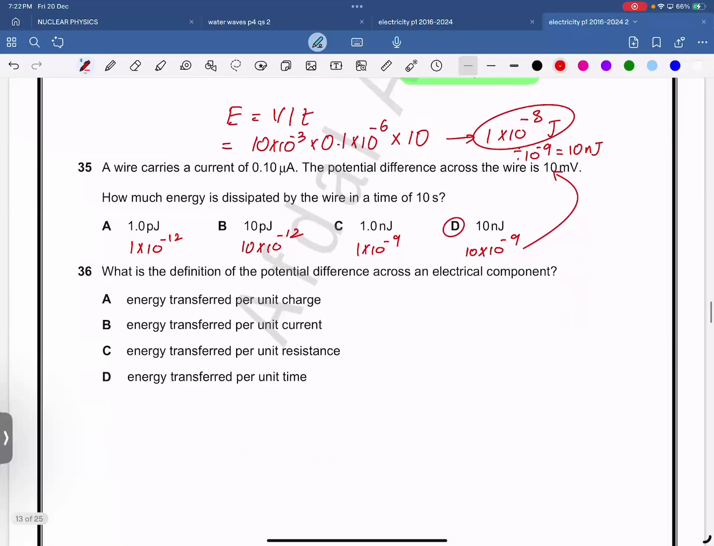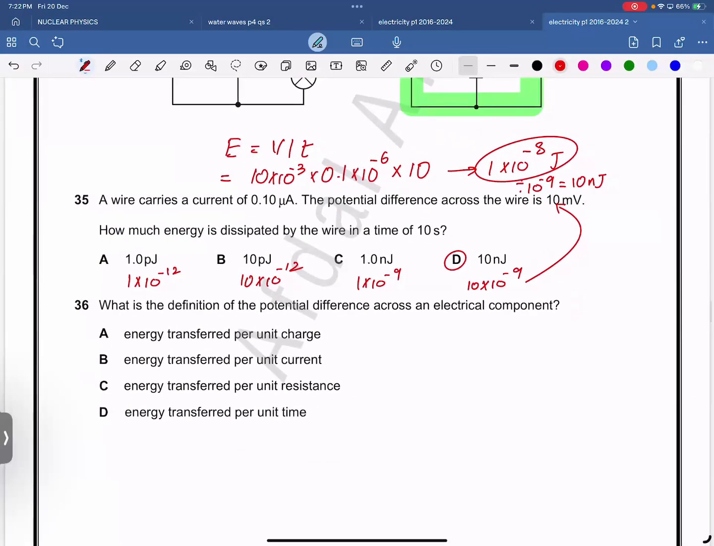Question 36. What is the definition of potential difference? Easy. LOT question. Potential difference A, my dear. Very good. Why did you choose A? Because it is the energy transfer per unit charge converted from electrical to other forms. Easy. Very easy question. 37.